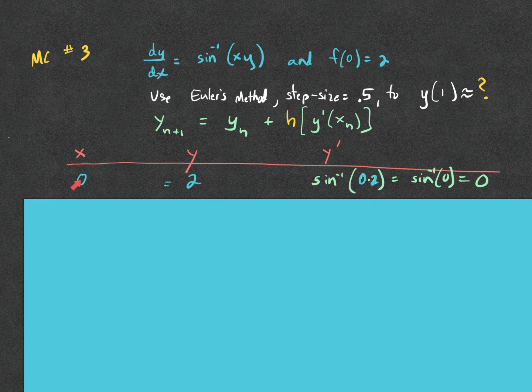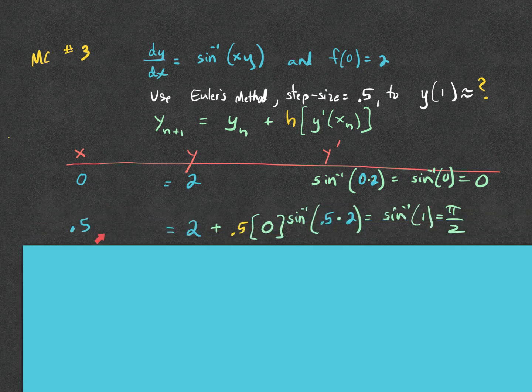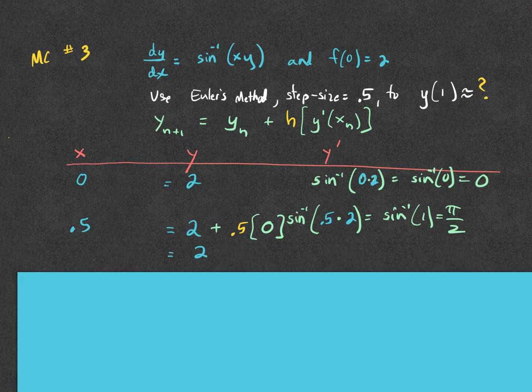All right, we're going to go to x equals, we'll do the increment of 0.5, and we'll use Euler's method. The next y value will be the previous one plus the increment times the slope at that previous point, 0, 2, which was 0. 2 plus 0.5 times 0 is still just 2. All right, so our estimate when x is 0.5 is 2.